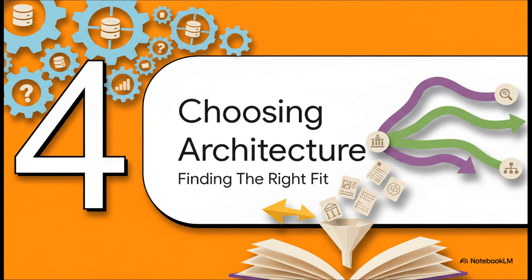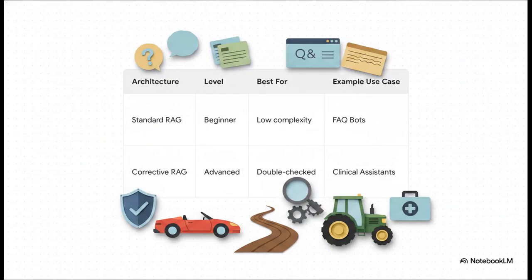Finally, Section 4, choosing the right architecture. Comparing these side by side really crystallizes everything we've been talking about today. On the top row, you've got standard RAG. It's beginner level, perfect for low complexity fact retrieval, just like our FAQ bots. On the bottom row, you have corrective RAG. It's advanced, and it's explicitly designed for double-checked outputs, like those clinical assistants we discussed.